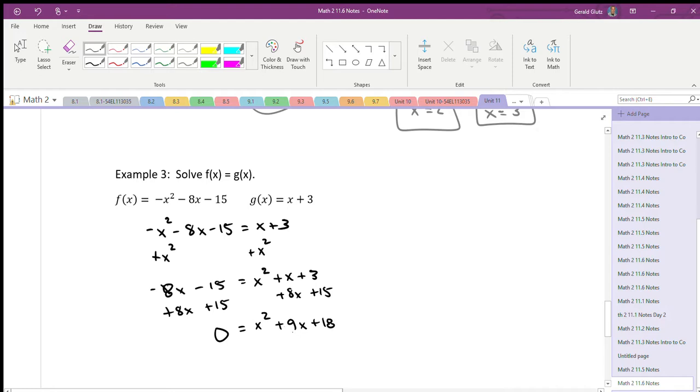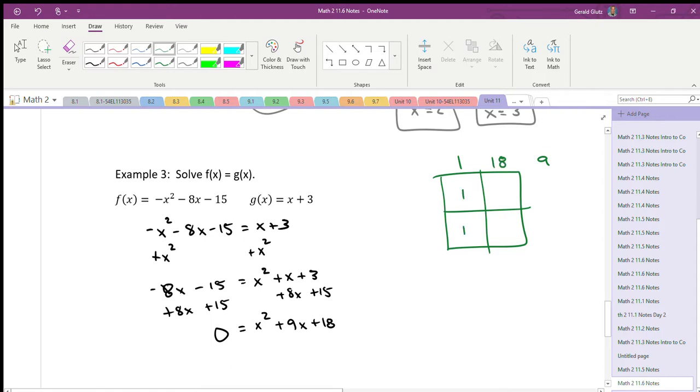So I can either try to factor or I can use the quadratic formula, which I'm going to try to avoid. The other method is completing the square, but this is odd, so I don't want to complete the square. So let's try to factor. Let's use a different color, actually. All right, so A is 1, B is 9, and C is 18.